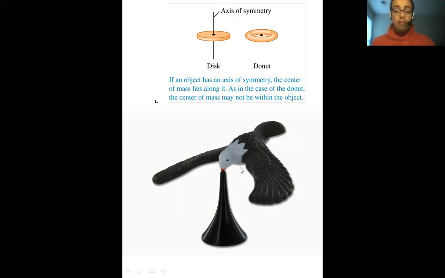Another dramatic example of it is this balancing bird. And I really wish that I could show you this demo live, but there are these birds which you can purchase, which you can balance on their beak. And they just kind of happily hang out and they just sort of settle there.